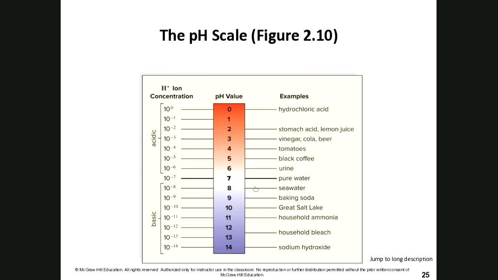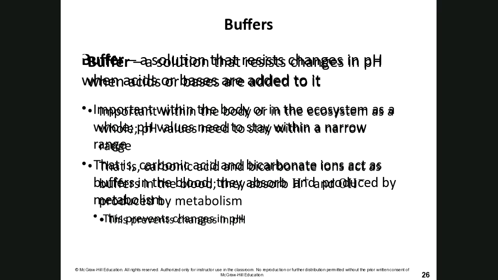Now, the pH of your blood is 7.4, so the pH of your blood is slightly basic. And here are just some few common household items or common things that we find for what their pH is. So a buffer is a solution that resists changes in pH when acids or bases are added into it.